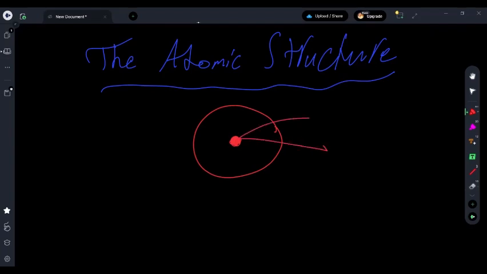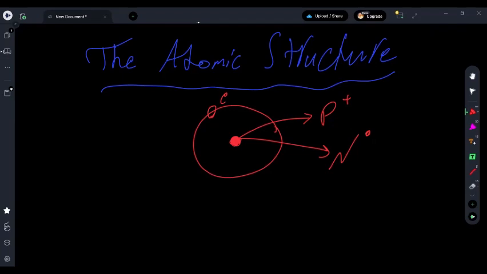Inside the nucleus, we have two things, protons and neutrons. The protons all the time carry a positive charge. The neutrons are neutral. It's not positive or negative, just neutral. Outside the nucleus, there are the electrons. The electrons are orbiting around the nucleus.